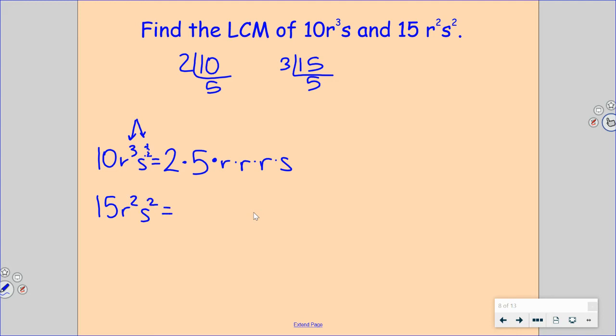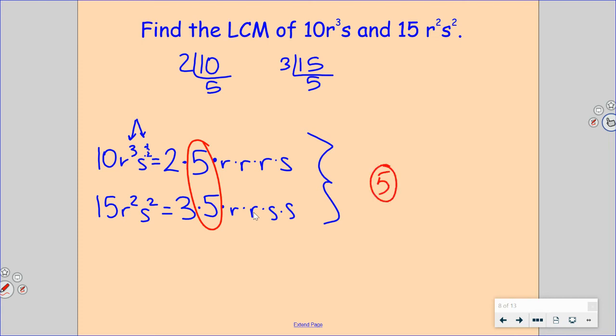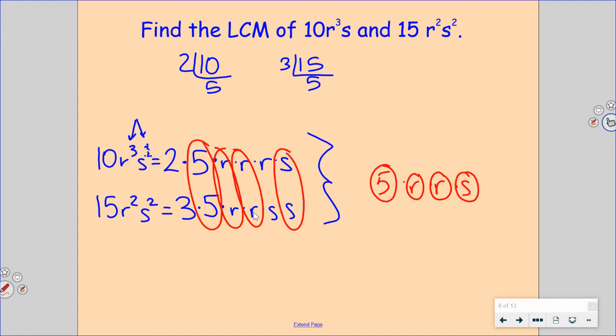quantity. 15, the coefficient, can break into its prime factors of 3 and 5. And then we have times r times r times s times s. All right. First and foremost, they both share a 5. They also both share an r. Oh, and they share another r. They also both share an s.